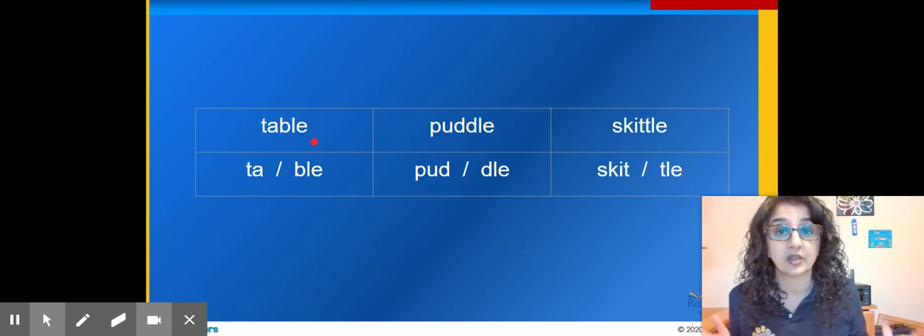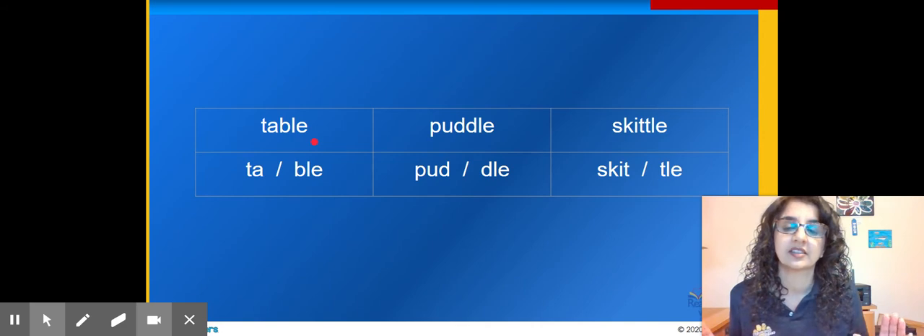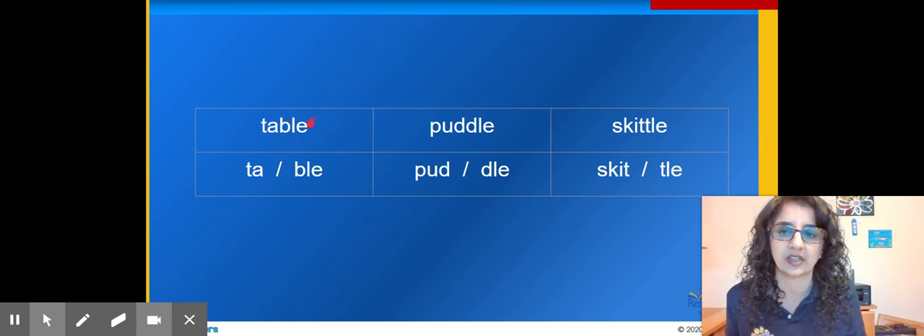So it has its own rule, consonant, L, E. So we have our consonant here, we have our L and the E, and that is going to stay together. So we split this apart. Here we have an open syllable, ta, and this is pronounced bull, okay?